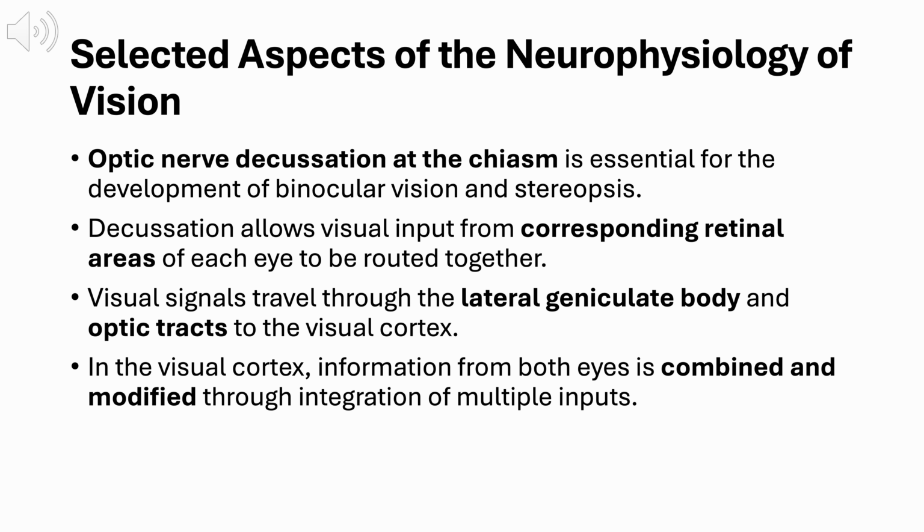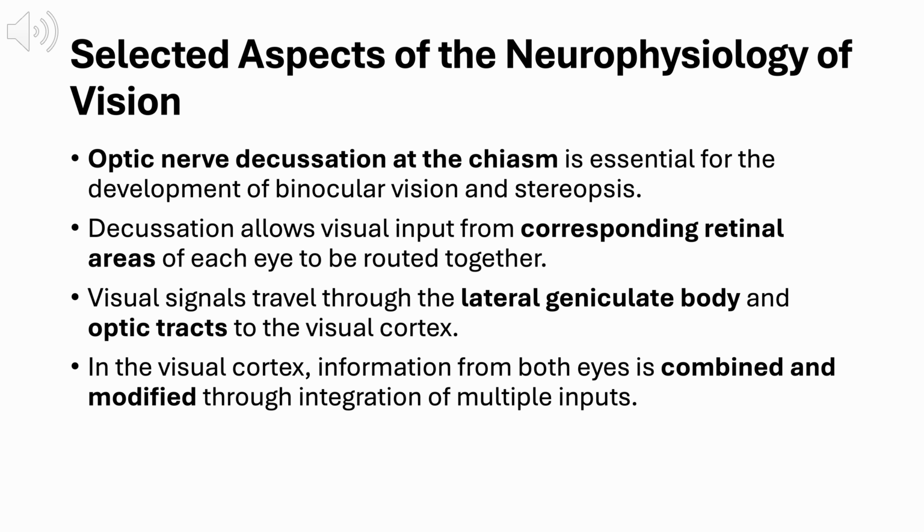This slide zooms out and reminds us that binocular vision isn't just an eye problem, it's a wiring problem in the brain. To explain this simply, think of each eye as sending half of its information to each side of the brain. At the optic chiasm, some of the optic nerve fibers cross over. That crossing is essential because it allows information from matching parts of the two retinas to end up in the same place in the brain.